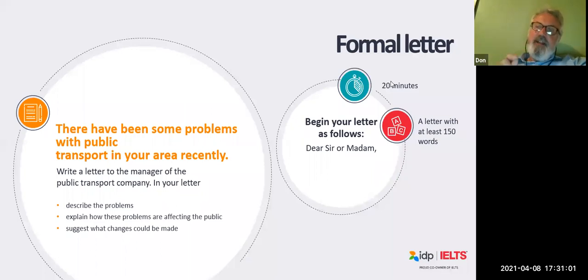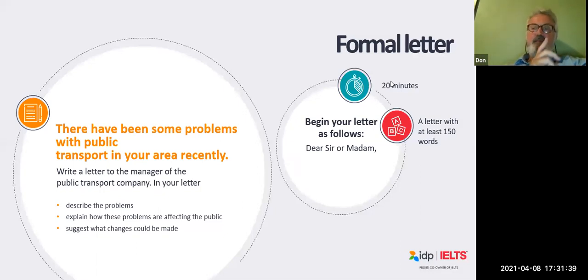In a general training task 1, you are always told what the situation is. And here, the situation is this. There have been some problems with public transport in your area recently. And then you are told who you are writing to. In this case, write a letter to the manager of the public transport company. You don't know this person. It's a formal letter. And finally, you are told to cover 3 or maybe even 4 points.